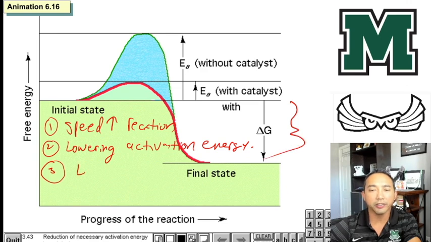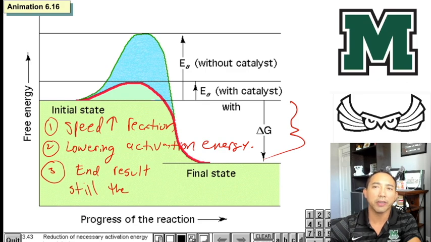Now the third one, which is what we were saying over here, is that whatever it is, the end result is still the same. What does that mean? When I mentioned last time, just because you use a catalyst doesn't mean you get more energy. It just makes getting to the energy faster and the investment less. So what you need to put in is less, but your end result is still the same. Okay, so that was a quick summary of what we said last time.